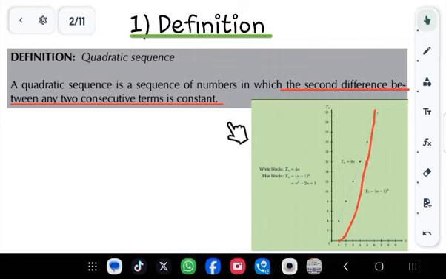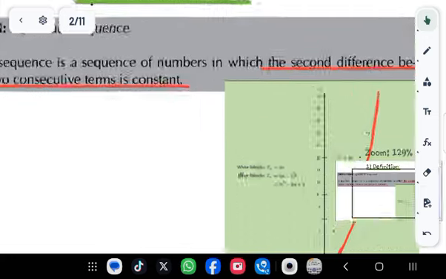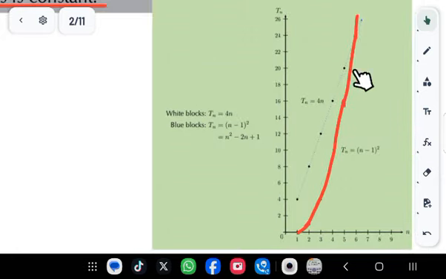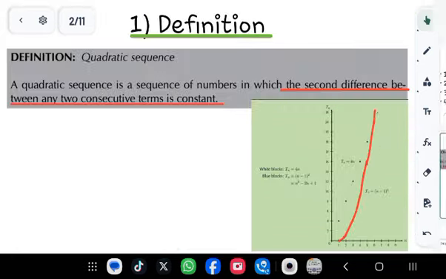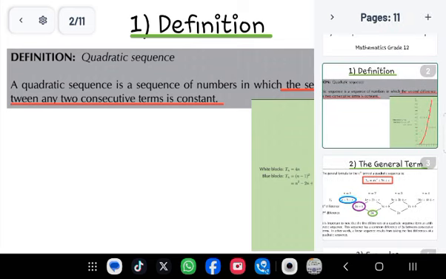Now, if that situation gives you the second difference between any two consecutive terms as a constant, you know you're dealing with a quadratic sequence. And that sequence has a graph of a parabola, which is the quadratic function, and therefore it follows the same trend. Now let's look at the general term.